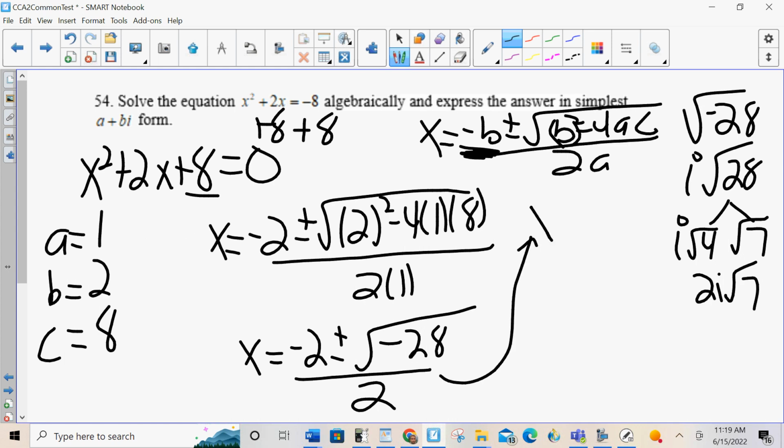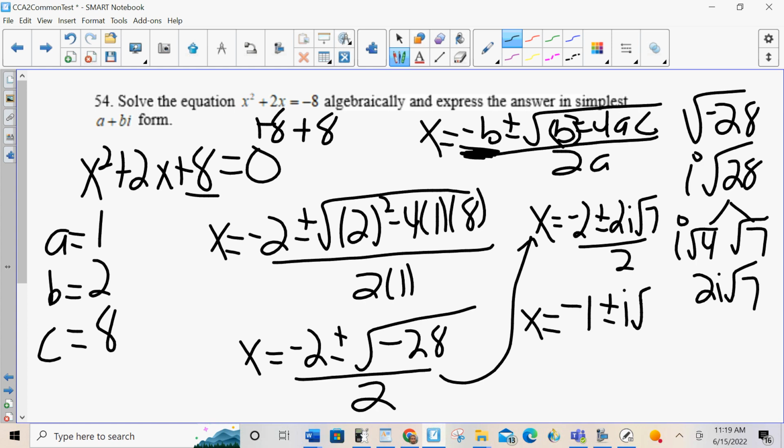So now I rewrite it. Negative 2 plus or minus 2i radical 7 over 2. Now I break it apart. Negative 2 over 2 is negative 1. 2i radical 7 over 2, the 2's cancel. I get i radical 7.